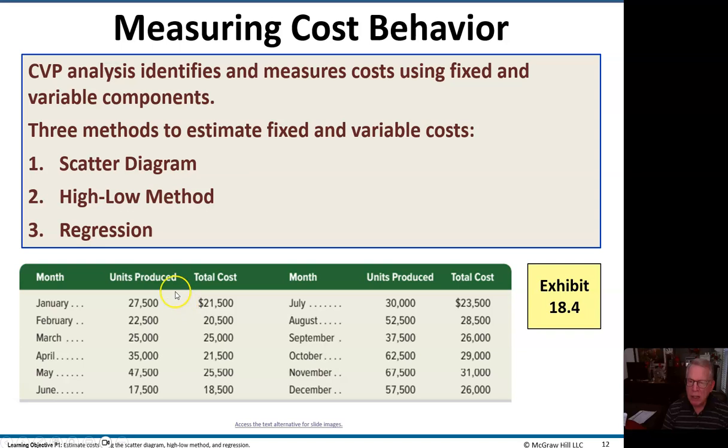Here we have a list of the units that we produced and the total costs. Here's the units that we produced and the total costs for the next 6 months. Now you can see that the units produced are different in each month. Here in December, for example, was our highest month at 67,500 units. And it looks like June was our lowest month. So the question remains, how do we estimate fixed and variable costs given that?